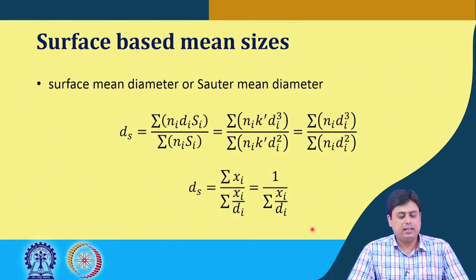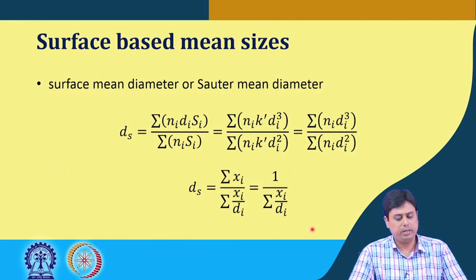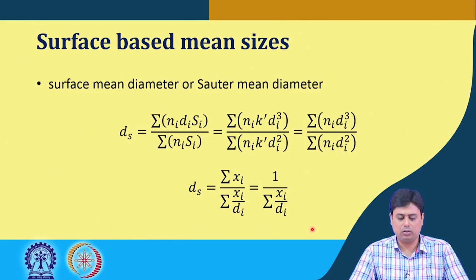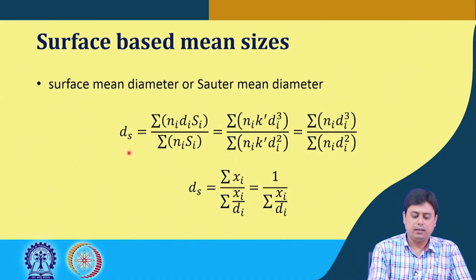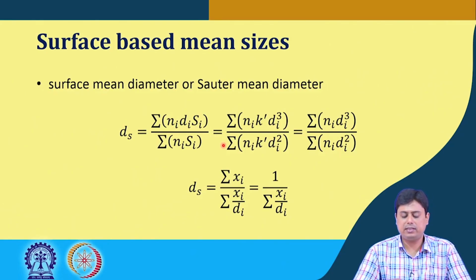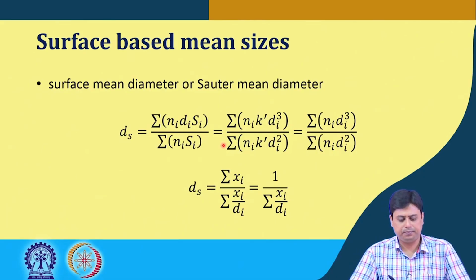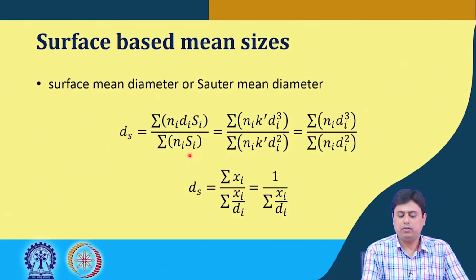Similarly, if we see the surface based mean sizes, like in the previous slide we have seen volume based mean sizes. Now, this is the mean size based on the surface. So, surface mean diameter, also popularly called the Sauter mean diameter, by the name of the scientist Sauter. It is defined this way, where again ni is the number, d is the diameter of that sample, s is the surface area of that particular ith size particle, divided by the summation of this parameter.